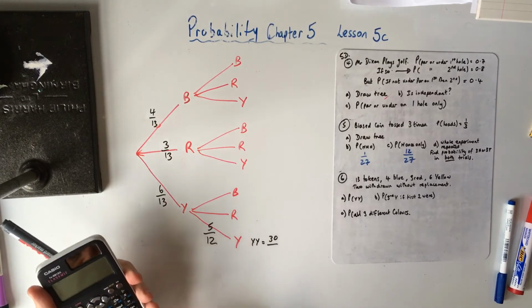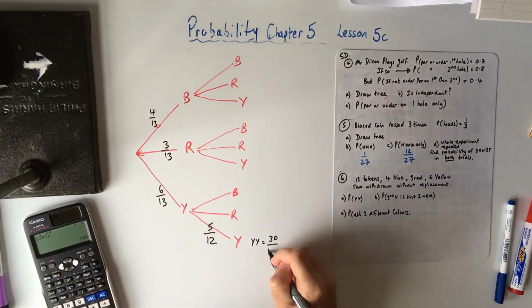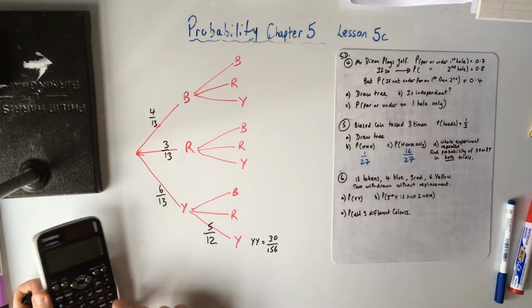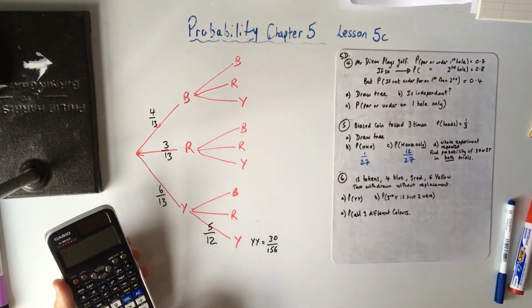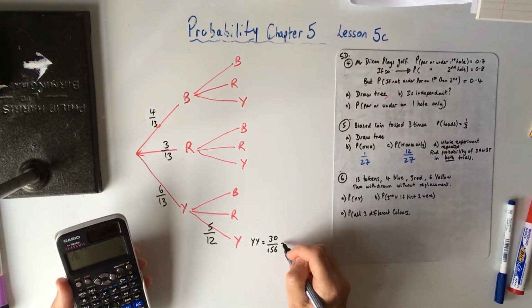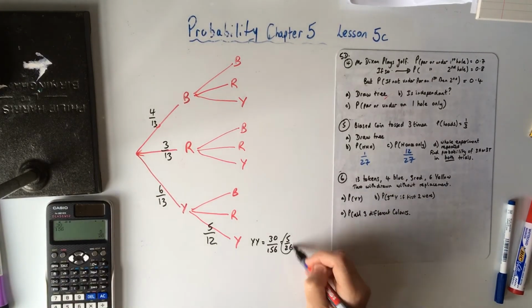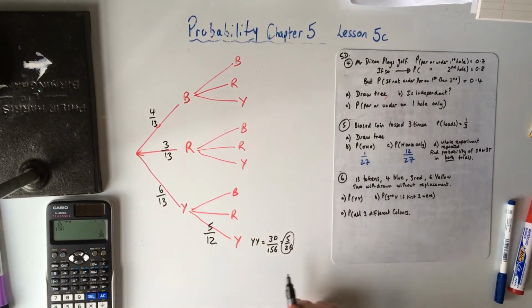What is 13 times 12? It is equal to 156, and they will cancel that down in the back of the book. 30 over 156, the answer, is 5 over 26. Okay, so that's your yellow, yellow happening.